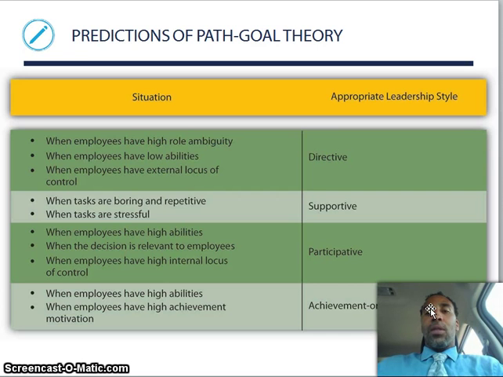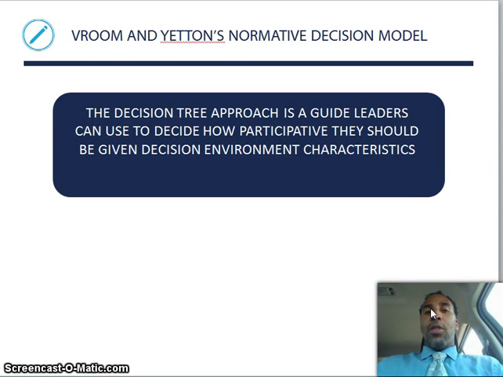So you see there are different styles of leadership that apply to different situations, right? As we go back to situational leadership, this is Vroom-Yetton's normative decision model. The decision tree approach is a guide leaders can use to decide how participative they should be given decision environment characteristics. Now, I'll let you look at this, but as a leader, as a manager, once you get the swing of things, you shouldn't have to go back and consult this decision tree on every single decision that you make.